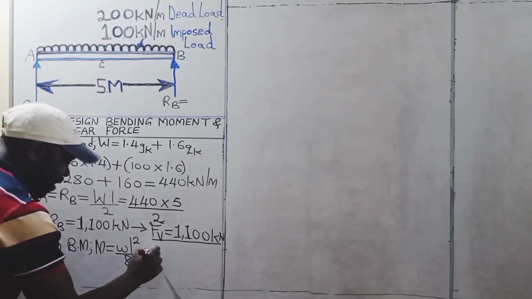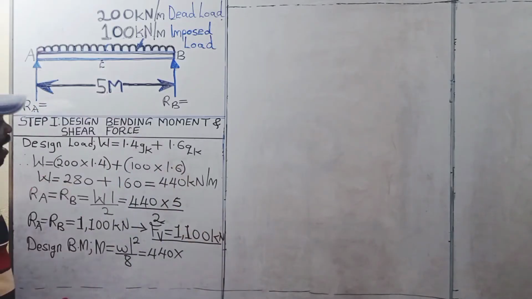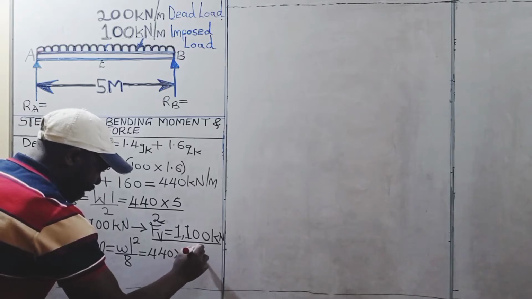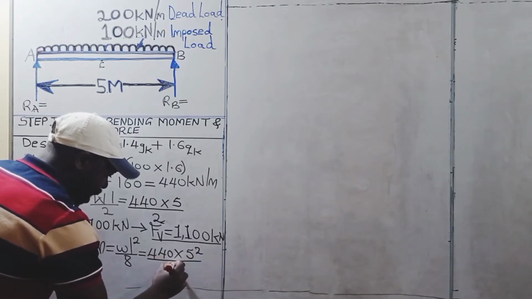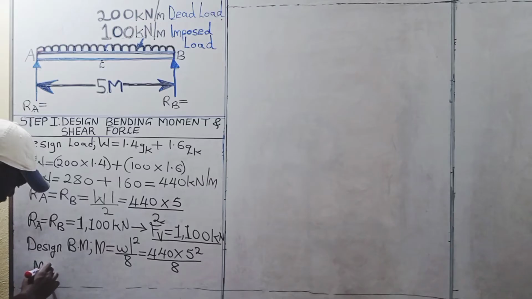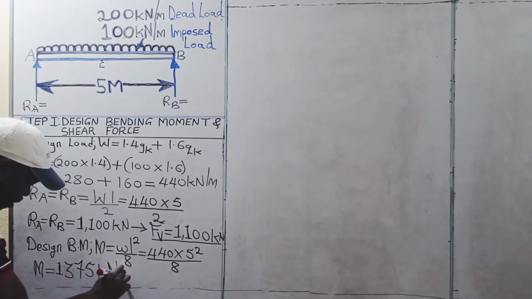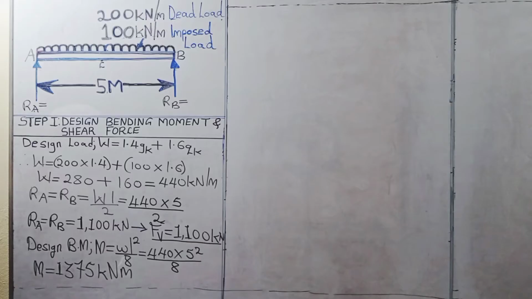Therefore, this is going to be 440 times L, the length of this beam, the span, 5 meters, therefore 5 squared. We divide this by 8. And this is going to give us a design bending moment of 1375 kilonewtons meter. Therefore, this is the design bending moment.